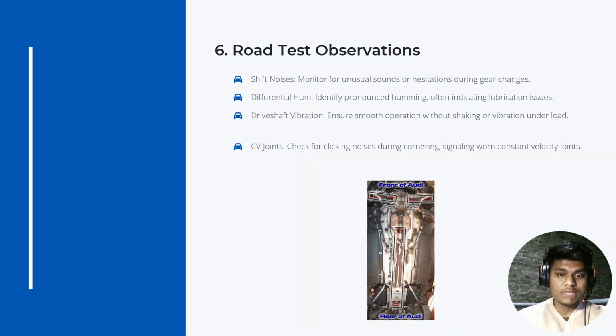During the road test, we shift our focus to the drivetrain's behavior under load. I'm monitoring for any unusual hesitation or noise during gear changes and listening for the pronounced humming of a differential, which often signals lubrication issues. I'm also verifying that the drive shaft operates smoothly without shaking or vibration. Finally, I'm checking for clicking noise during cornering, as this is a primary indicator of wear on constant velocity joints, while also noting the integrity of the protective rubber boots.